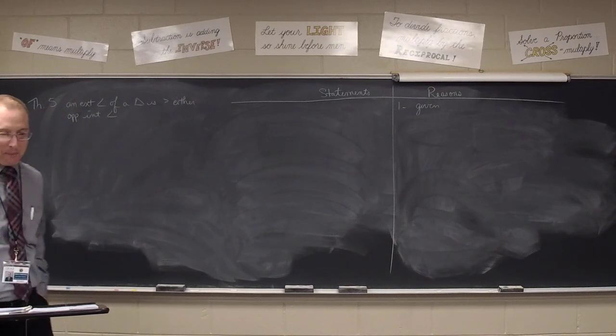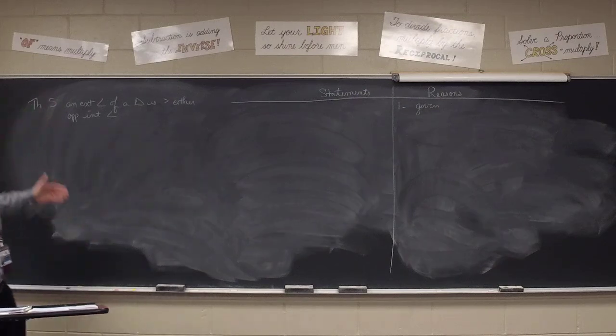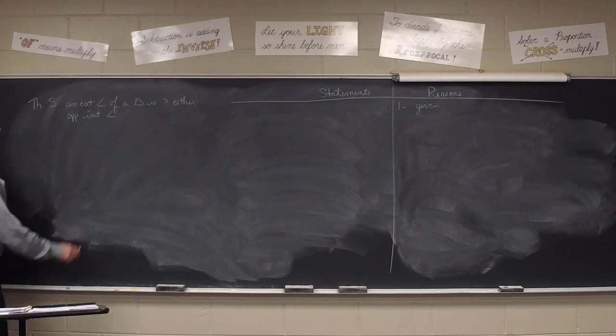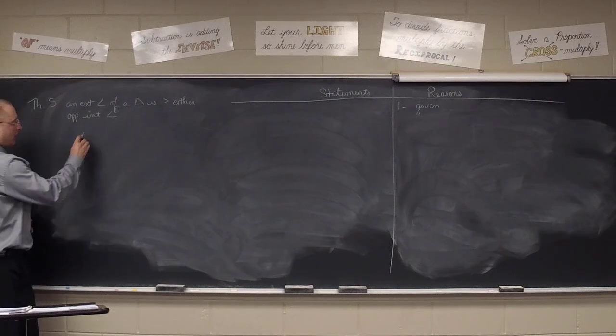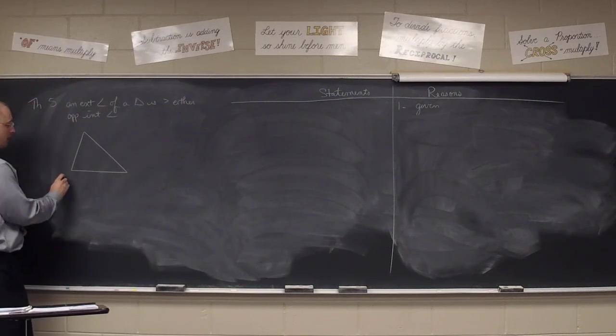All right, new sheet of paper in the proofs of theorems corollary section. At the top of a new sheet of paper, go and write this out. Theorem 5. An exterior angle of a triangle is greater than either opposite interior angle. Once you have that down, go and draw a triangle. We'll call it ABC.